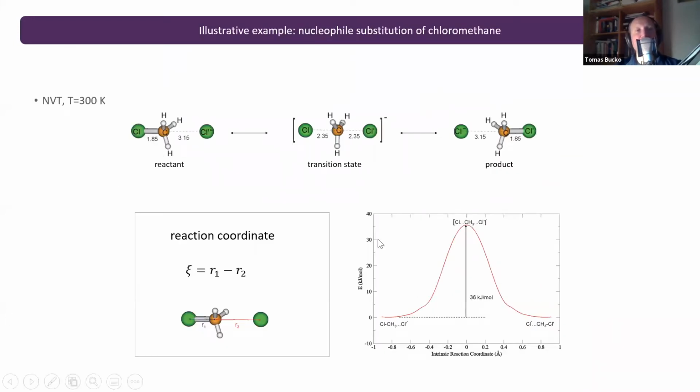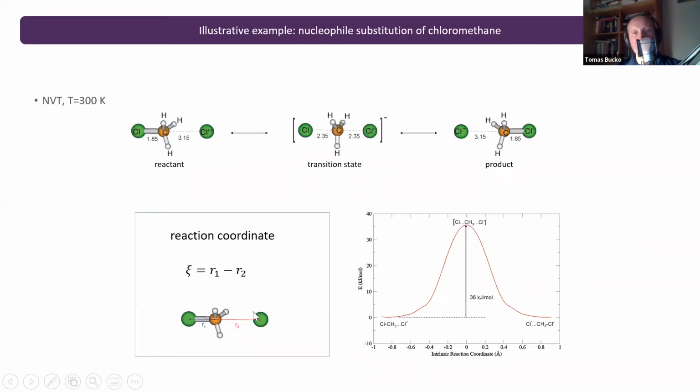I wish to demonstrate the method on a particular example. This is my toy reaction, nucleophilic substitution of chloromethane. Here, one chlorine is replaced by another. Reactant is a van der Waals complex. Reactant on the left, product on the right is just the mirror image of the reactant. And in the transition state, this is a perfectly symmetric state where the bond on the left is being broken and the bond on the right is just being created, and the two carbon-chlorine distances are of the same length. Now, as a reaction coordinate, we can choose the difference between the two chlorine-carbon distances.